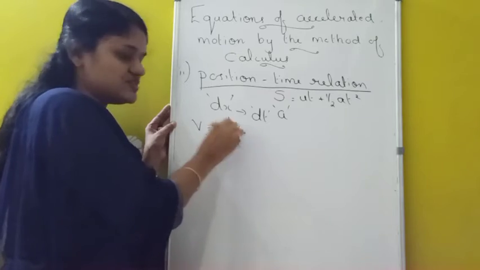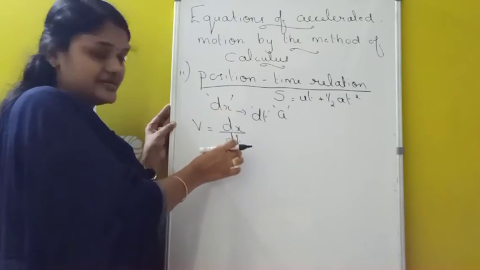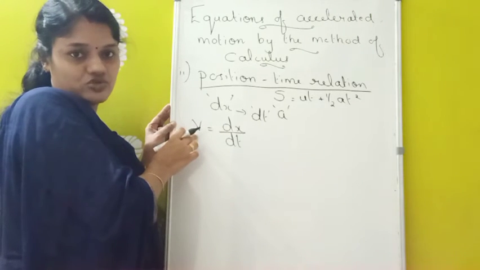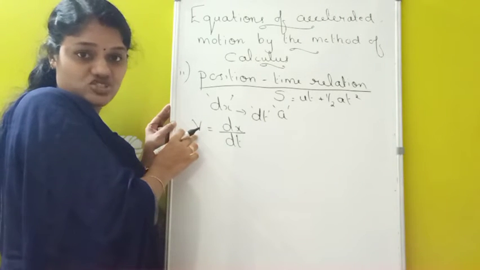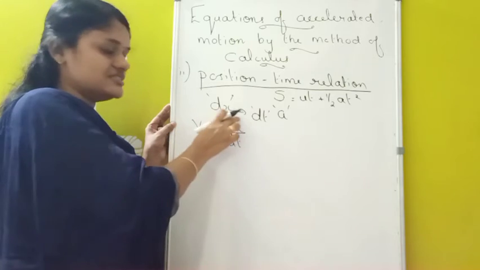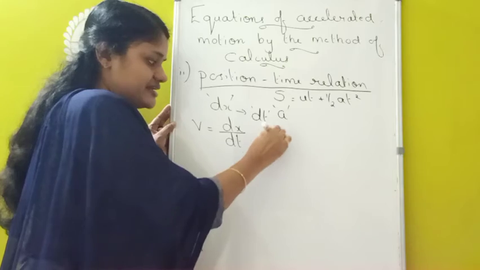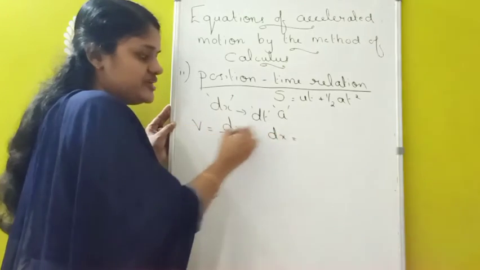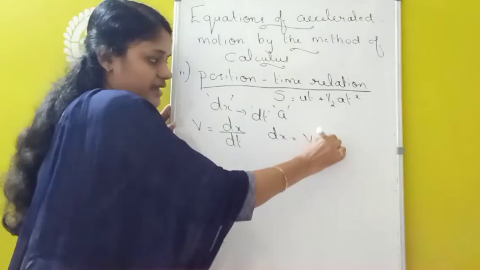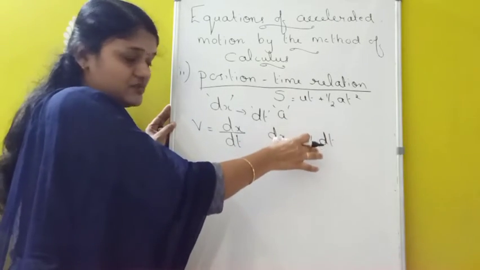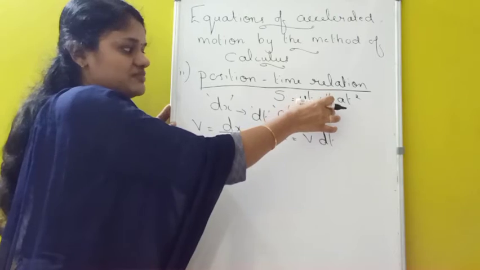So the displacement of the particle is given by dx and the time interval is dt, and this V indicates the instantaneous velocity, that means the velocity at a particular instant of time. So it is given by V equals dx by dt, and cross multiplying here, I will get dx equals V into dt. And we got the relation dx equals V into dt, and this one we have to integrate and find which relation?